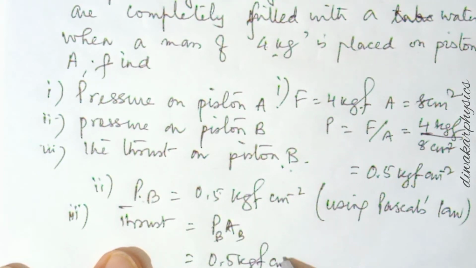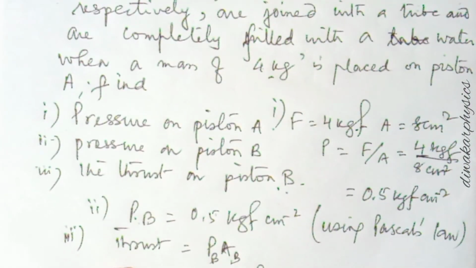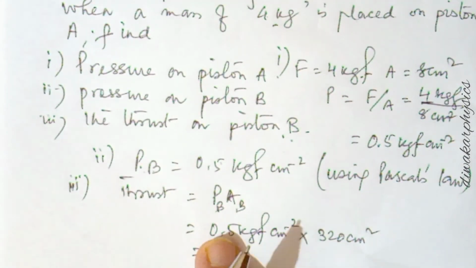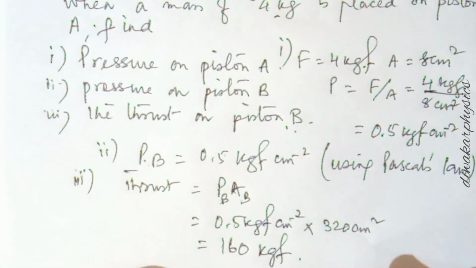kgf per centimeter square into area of B. How much is that? Area of B is given in the question, 320 centimeter square. We are using centimeter square on both sides, so no need to convert. Then if you multiply these two, 0.5 half into 320, you will get 160 and kgf will be cancelled. Finally, as you know, thrust is a force, so you will get 160 kgf. So this way we find.